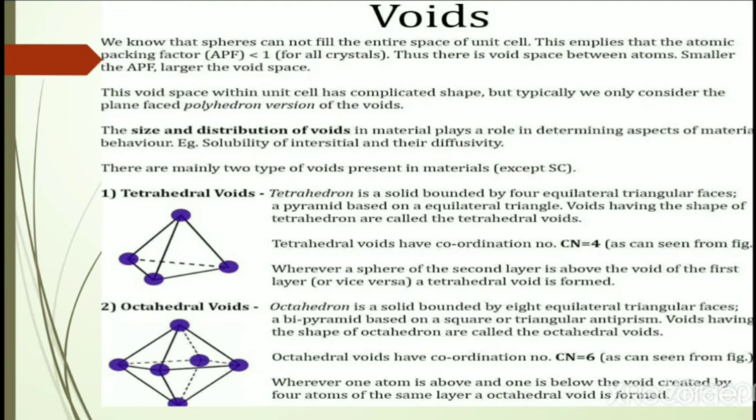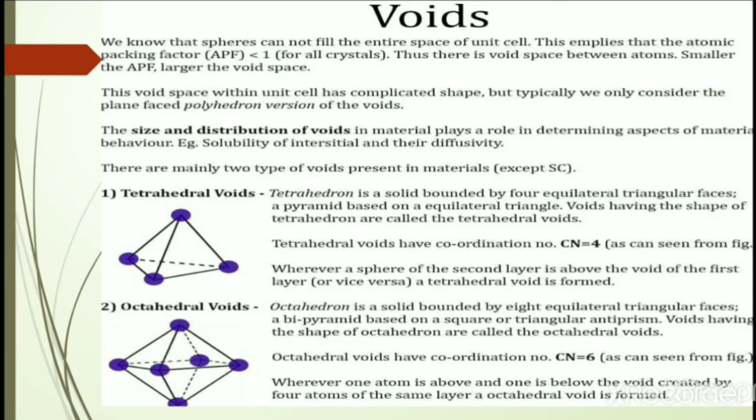Yes, this is all about the tetrahedral void and the octahedral void. We know that the entire space of the unit cell cannot be filled. So this implies that the atomic packing factor is less than 1. Thus there is a void space between the atoms. The void is what? It is an empty space present in the crystals. The size and the distribution of voids in the material may play a role in determining aspects of material behavior.